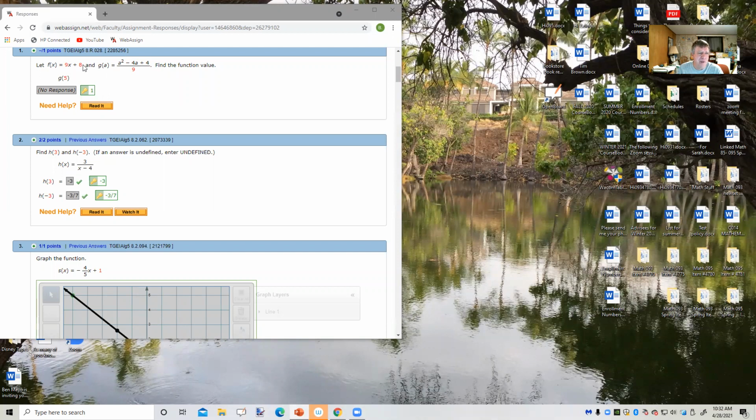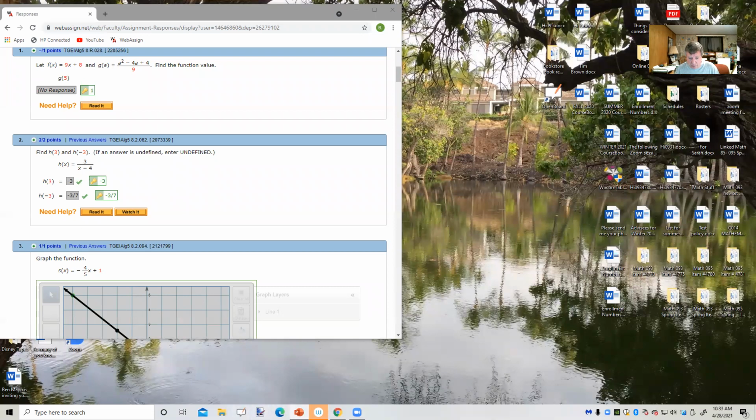And some people will say, well, why is that there? It's confusing. Well, it's just another piece of information. You have to sort through what's given to determine what to use. If you want to know John's birthday, you ask John, right? So we want g of 5. We're not going to do anything with the f of x. Okay, so we've got g of a equals a squared minus 4a plus 4 all over 9, and we want g of 5.